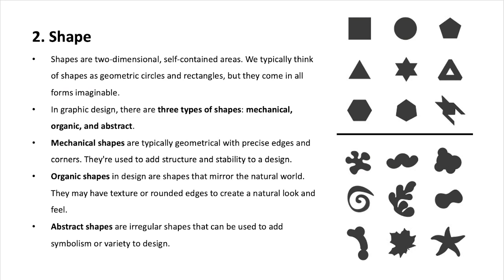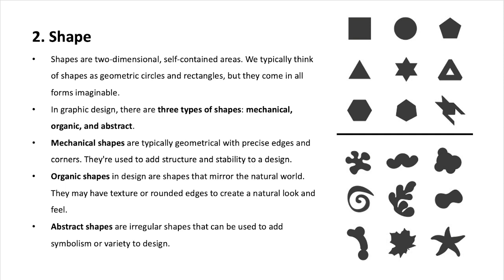Next, we have shape. As you know, shapes are two dimensional, self contained areas. We typically think of shapes as geometric circles and rectangles, but they come in all forms imaginable. In graphic design, there are three types of shapes: first mechanical, second organic, and third abstract.